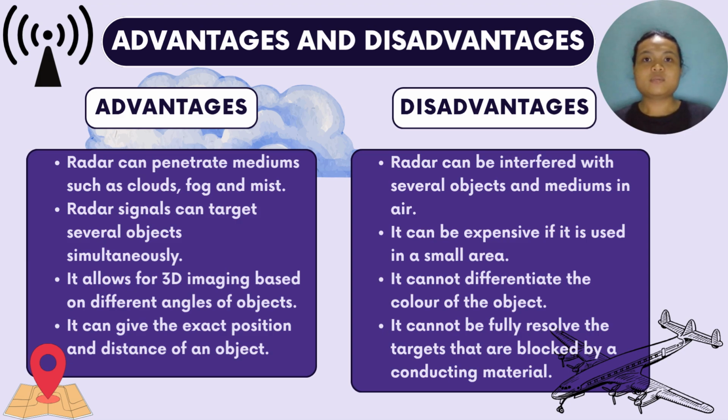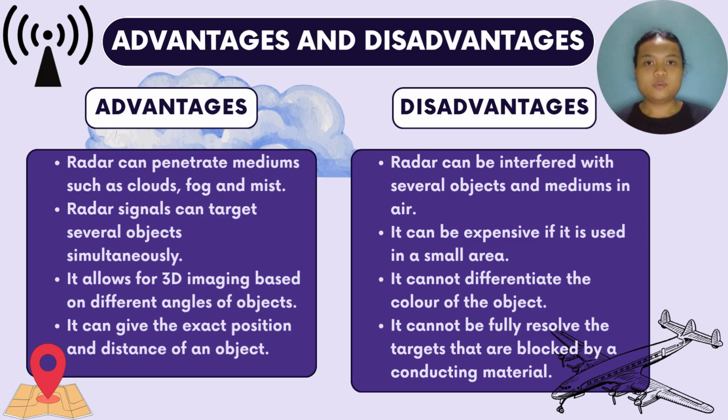On this slide, I will talk about the advantages and disadvantages of the radar system. Well, the advantages of radar system is radar can penetrate mediums such as clouds, fog, and mist. Even in the presence of these conditions, data will still be collected, and the radar signals can target several objects simultaneously. Radar operates on a wider area and can target more than one object regardless of all the objects that have been targeted.